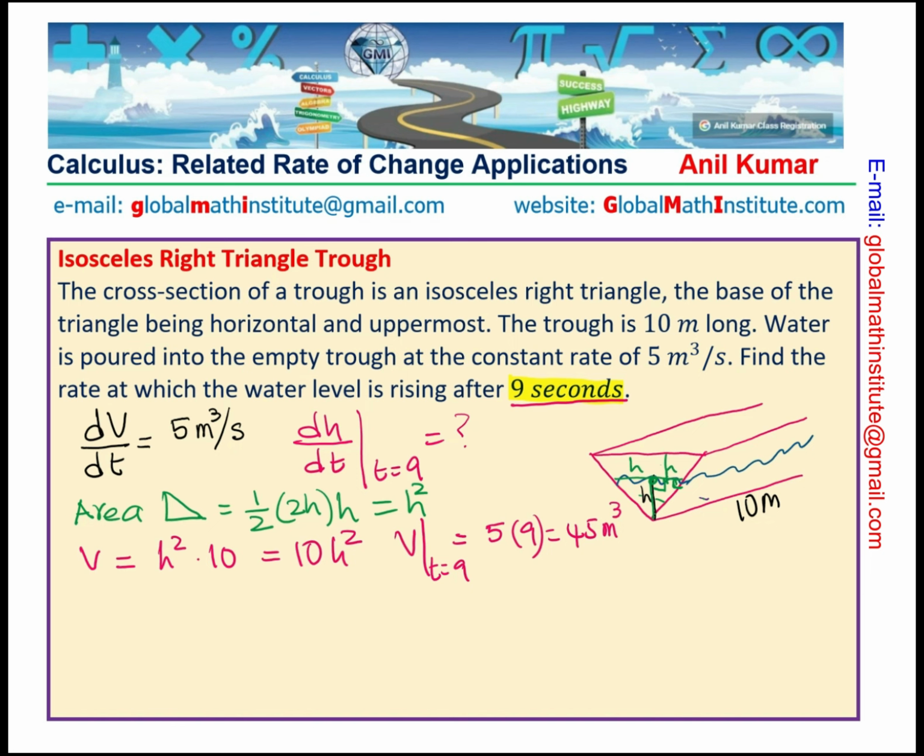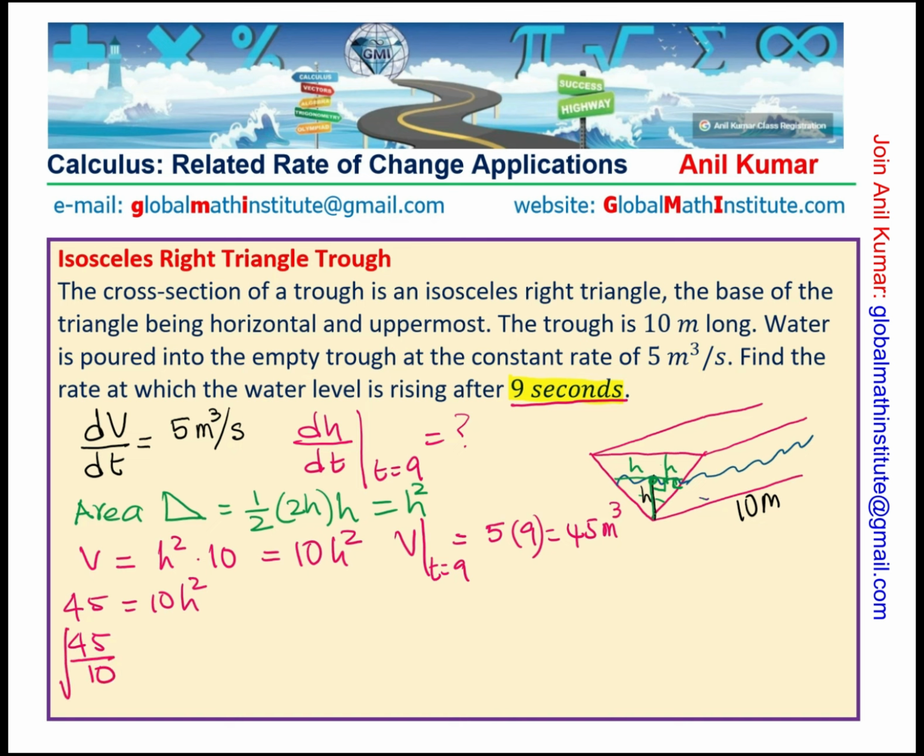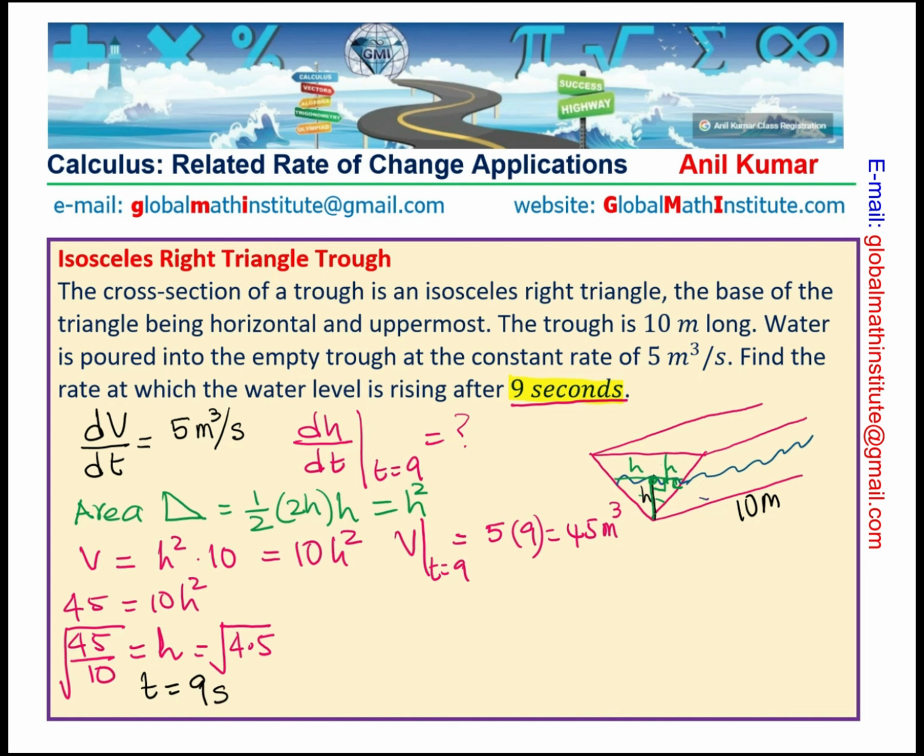Now, if that is the total volume, then for this volume, what is going to be the height? You see that? That is how everything is connected. So let's find the height. We know that the volume is 45 and 10h square. So square root of 45 divided by 10 will be the height. Correct. Or you can say square root of 4.5. So this is the height at t equals 9 seconds. Is that clear to you?